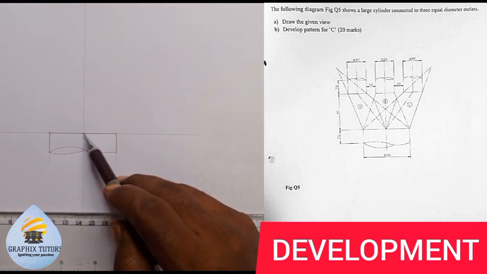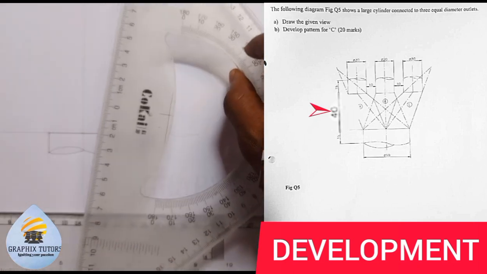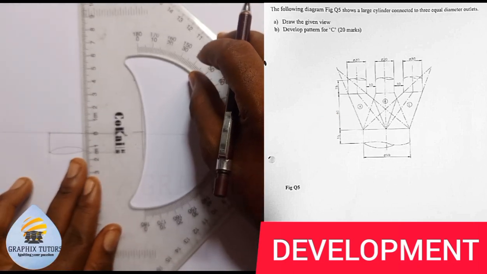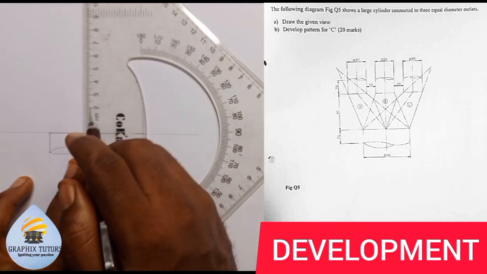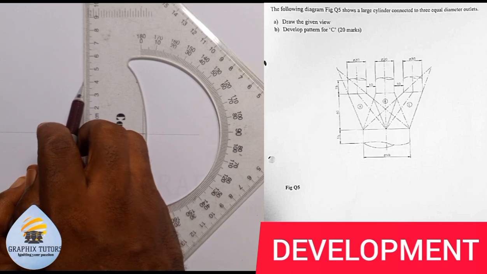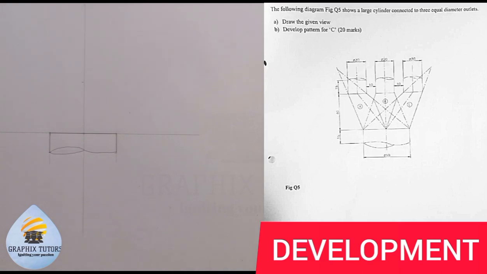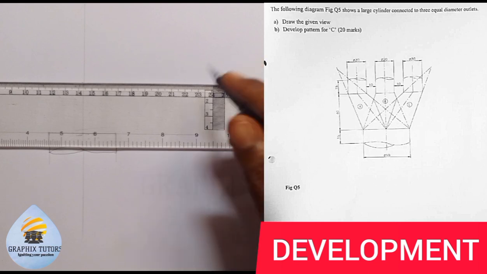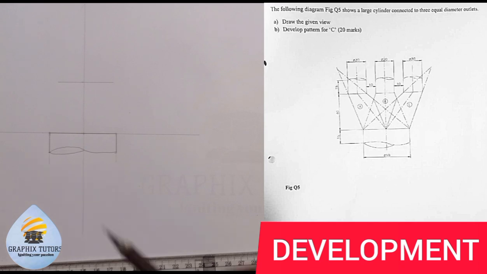Now, from this point upward, from here to this point here, is given to be 40. I'm going to measure 40 from this point, from 0 to 40, and I'll draw a horizontal line here this way. So that is the height from here to here, 40, as you can see from the diagram.